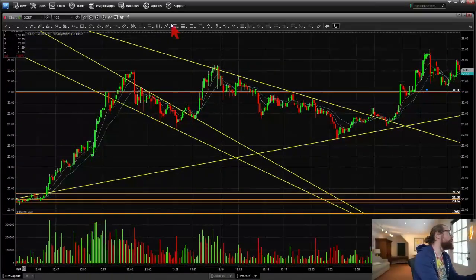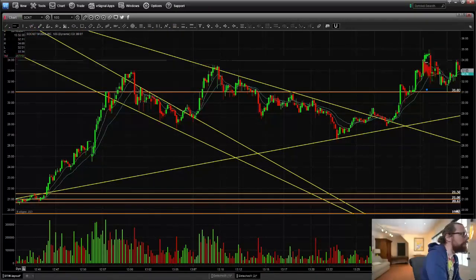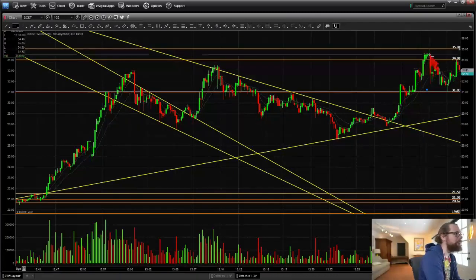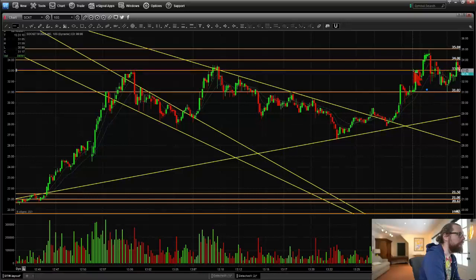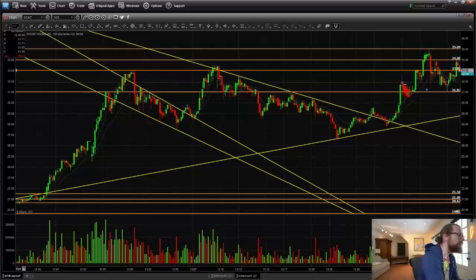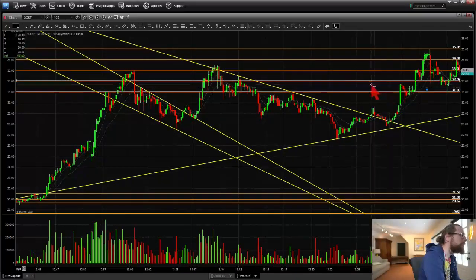If we just mark out every half dollar, I'll just do 34, 35. Right there you can see it tapped 35 to the penny, that's the high of the day. And then we've got 33 right here. So a little bit of resistance, it taps it, pulls back, rips through it. Then we've got 32, we've got 31, we've got 32.50, which I'll just put in the middle there. Drag that down just a little bit. So, around there.